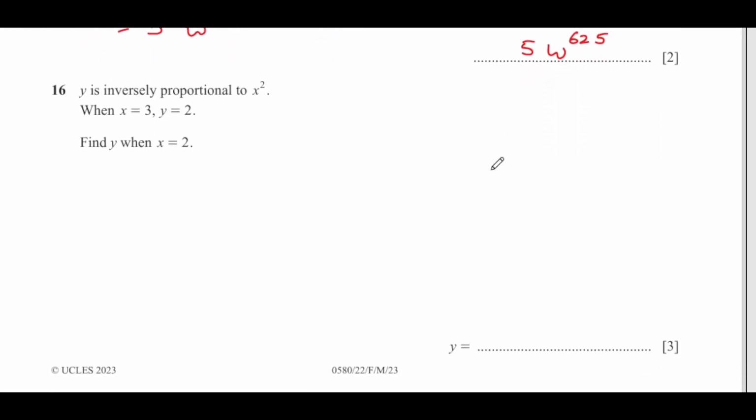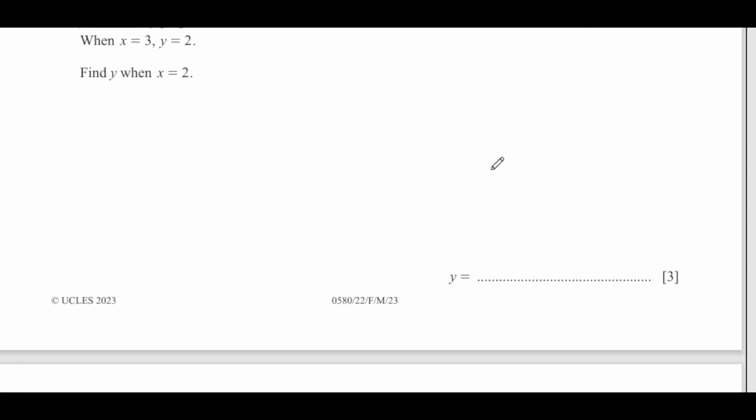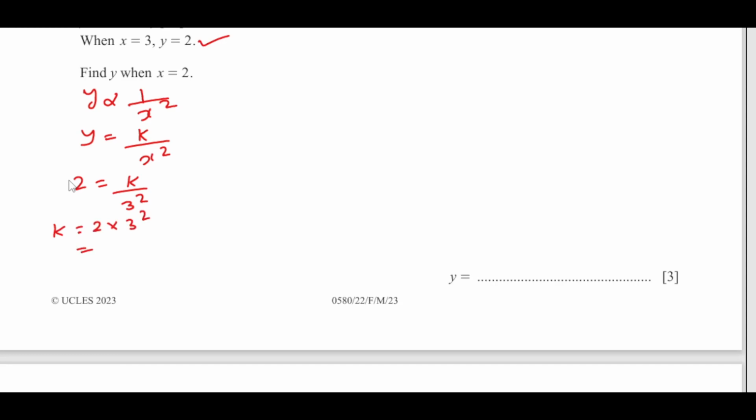Now, y is inversely proportional to x squared. Y is inversely proportional, that means 1 over x squared, right. So removing the proportionality sign and introducing the constant of proportionality, we have y equals k over x squared. Now, when x is 3, y is 2. So k is going to be 2 times 3 squared. 3 squared is 9, 9 times 2 is 18. So the value of k is 18.